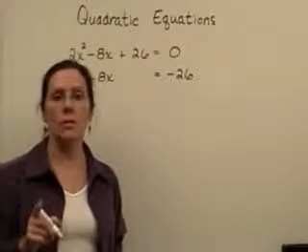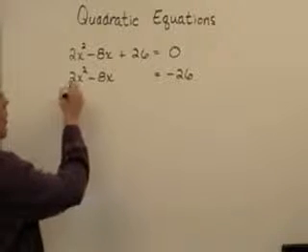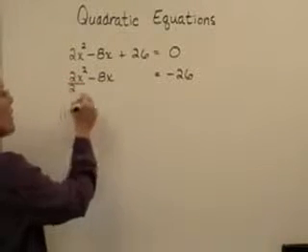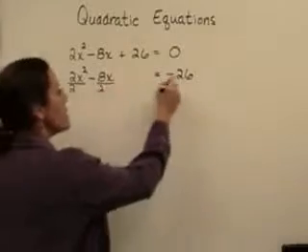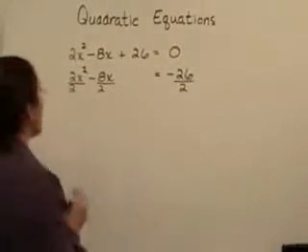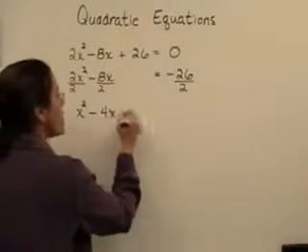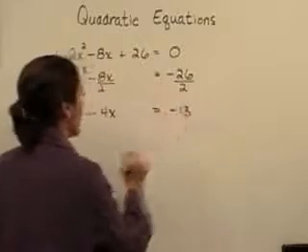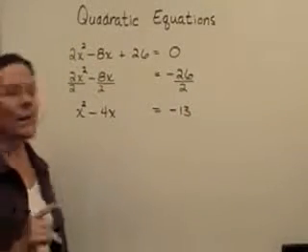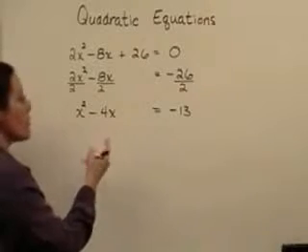So what you have to do is divide both sides, in this case, by a 2. So this will become a 1x squared. So if I divide that by 2, then I have to divide this by 2, and I have to divide this by 2. Because what I do to one side, I have to do to the other side. So what I'm left with now is x squared minus 4x equals a negative 13. And now I'm in a position, because I have a 1 here, to go ahead and create the perfect square.